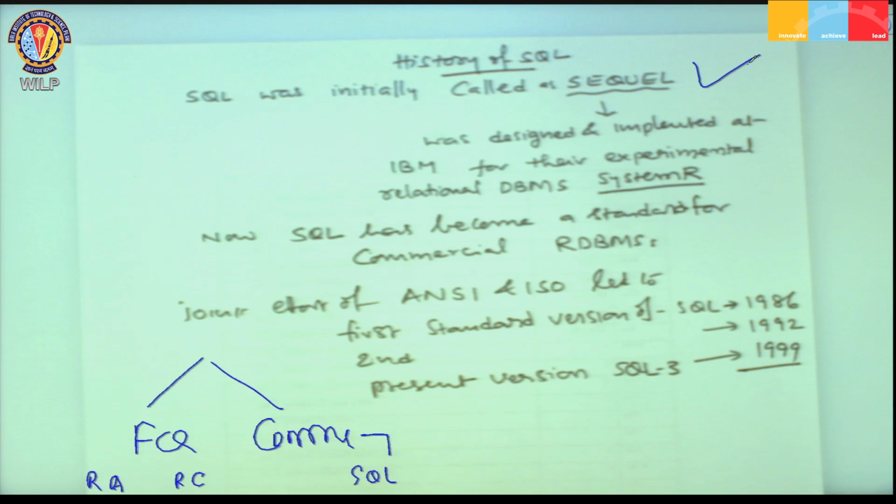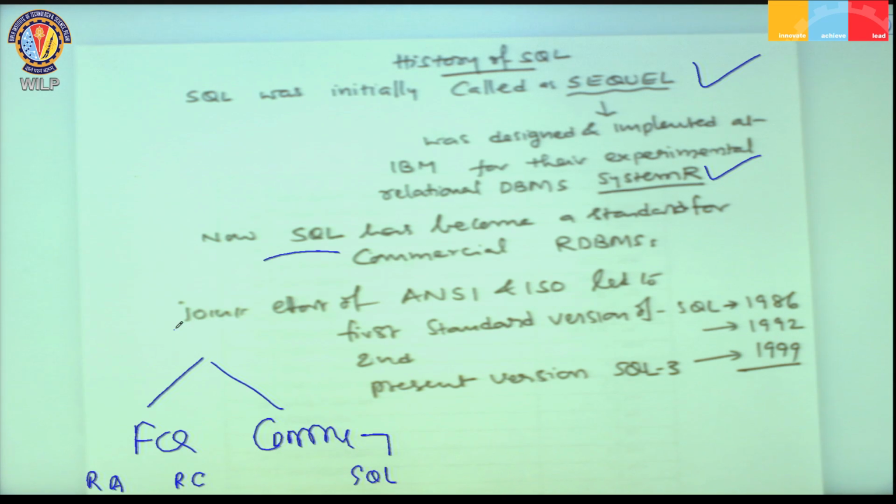This structured query language was initially called SEQUEL, Structured English Query Language, and then it was designed and implemented at IBM Labs for their experimental relational database management system called System R. This System R was an experimental RDBMS, and to pose queries to this database, they designed and implemented this language, and then later it became known as SQL, and it has become a standard for commercial relational database management systems.